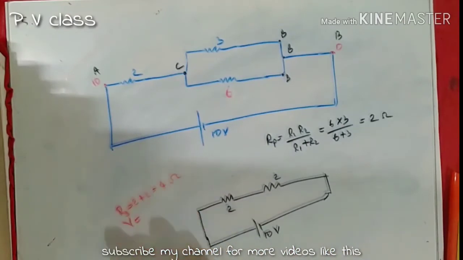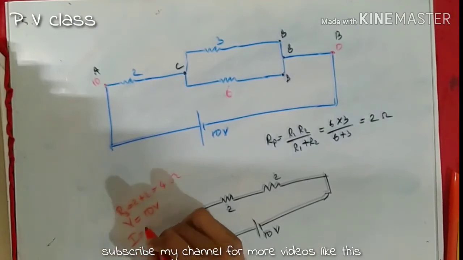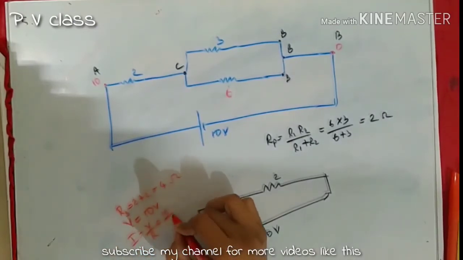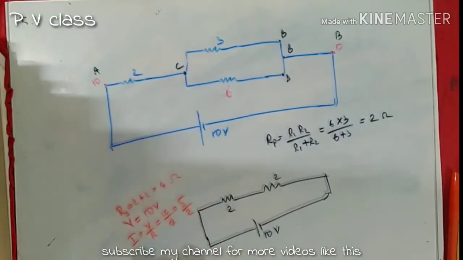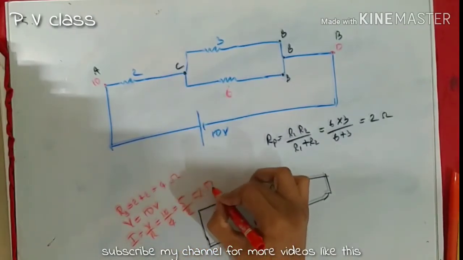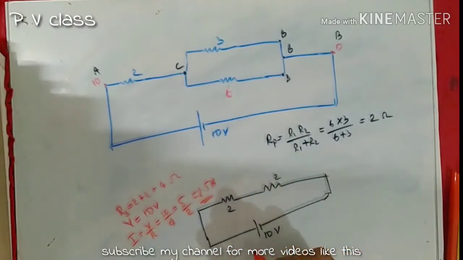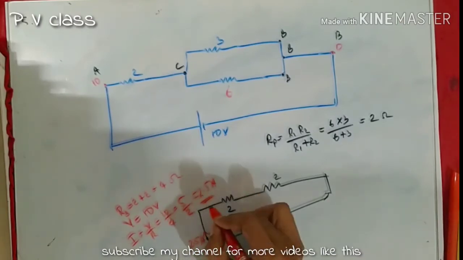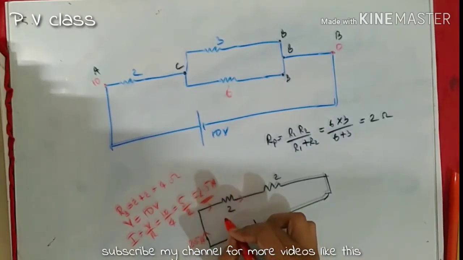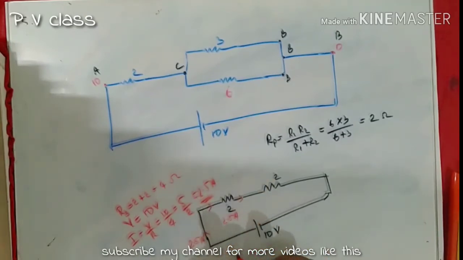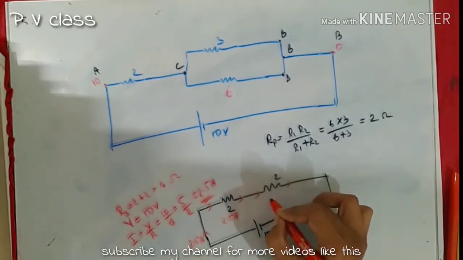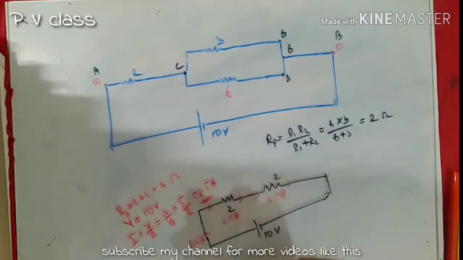What's the total potential in this case? The total potential is 10 volt. Therefore the total current I is equal to V by R, that is 10 by 4, that is 5 by 2. 5 by 2 means 2.5 ampere. And from this diagram we could say the current flowing through this circuit will be 2.5 ampere. That means the current flowing through this 2 ohm resistor should be 2.5 ampere, and the current flowing through this 2 ohm resistor should also be 2.5 ampere.